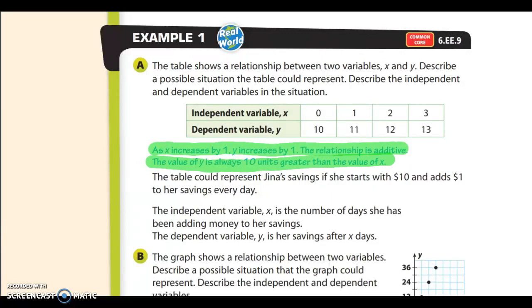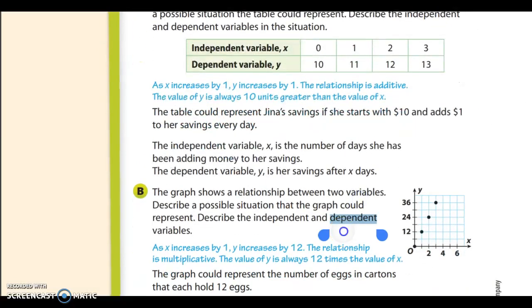It's additive because whatever I give you here, let's say instead of going in order and putting a 4, I just put a 7. Well, we know that this one would be 17 because every single time the y is 10 more than the x. So it's called additive because whatever I put here, I would just add 10 to get here. Okay. All right. So what could that represent?